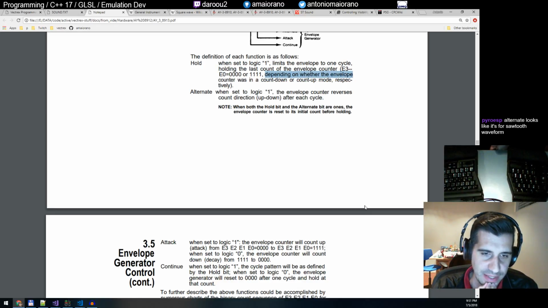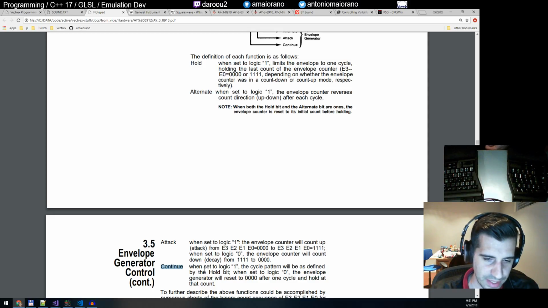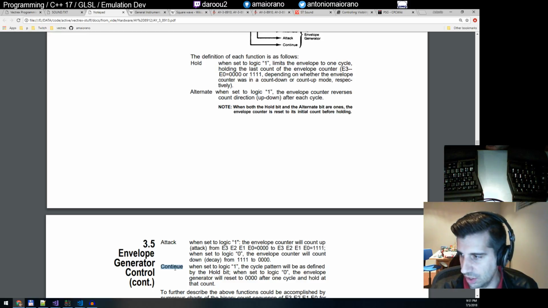So if continue is set, it looks at hold. If continue is not set, then the envelope generator will be reset to 0 after one cycle and hold at that count. So this is kind of like more of an enable thing, isn't it? If you don't want any more sound, you probably just set this to 0, and then it'll finish its current cycle and then go to 0 and hold it.